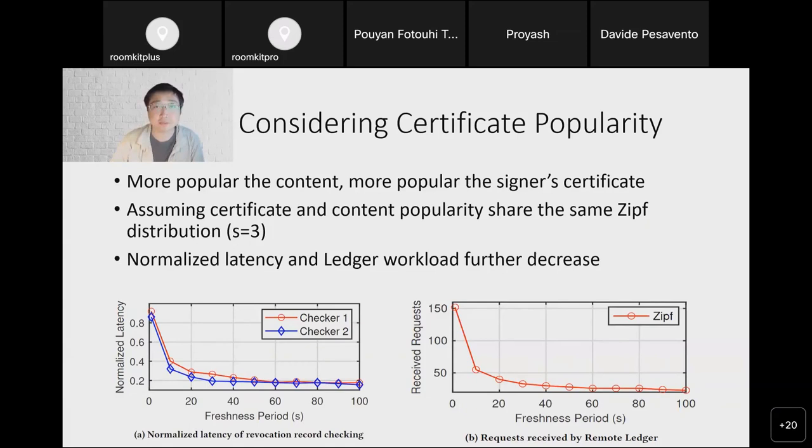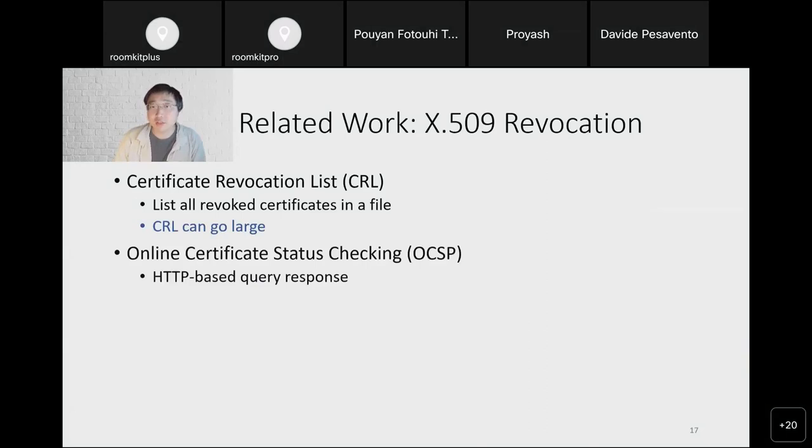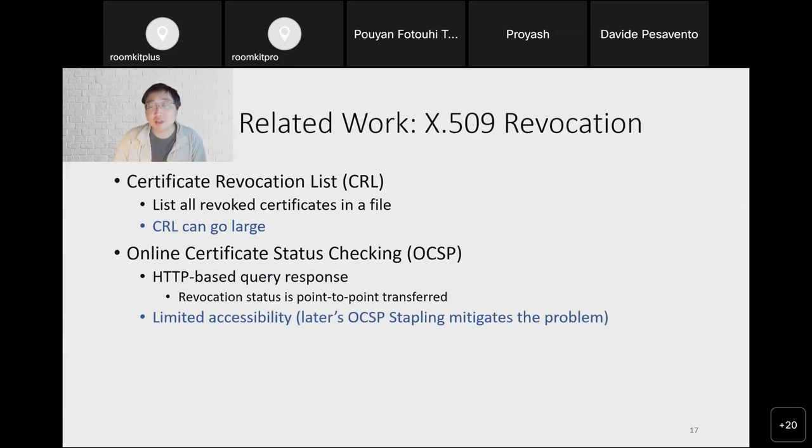Certificate revocation is not a new topic. Today's internet has a long history dealing with it. At the beginning, certificate authorities gathered all revoked certificates into a list, a certificate revocation list, and hosted that list under a well-known URL as a file. But the problem is that, as time goes on, that file may grow large. Later, people came up with the idea of OCSP to do online certificate status checking based on HTTP. But still, given IP's point-to-point communication model, the OCSP response only has very limited accessibility to the broader internet or internet applications.